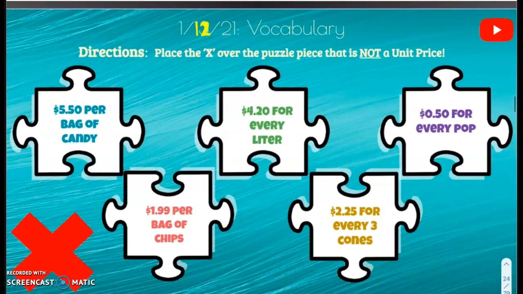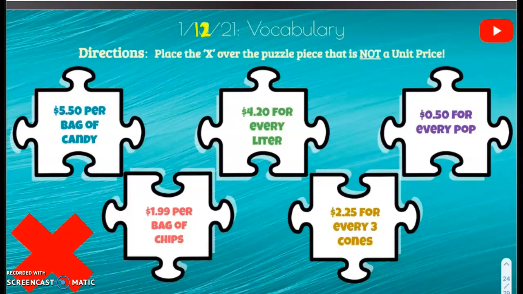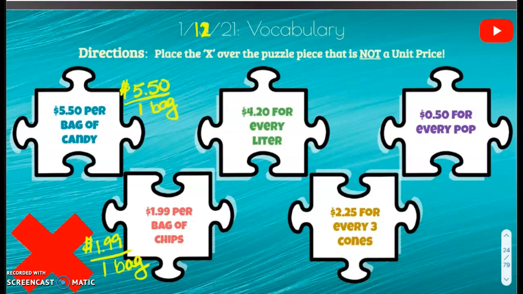$5.50. Remember, money on top. That's per bag of candy, so that's for 1 bag of candy. Let's take a look down here. $1.99 per bag of chips, so that's 1 bag of chips. $4.20. That's for every liter, so that's for 1 liter.